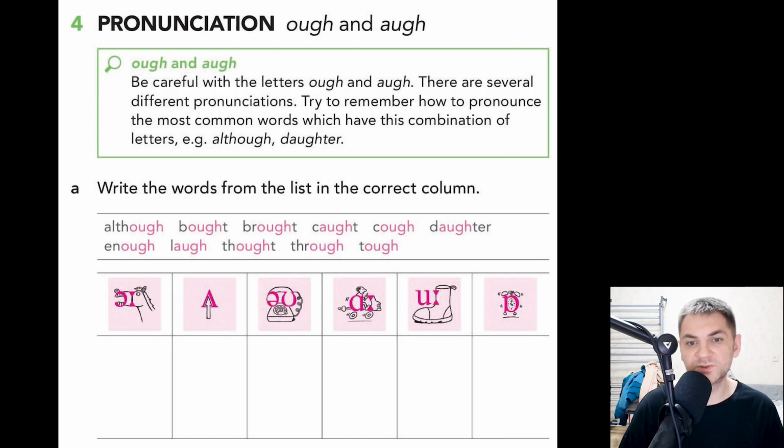Do not try to learn a rule. There isn't one actually. The best way is to remember the sound for each word. Just practice. Okay, let's begin.